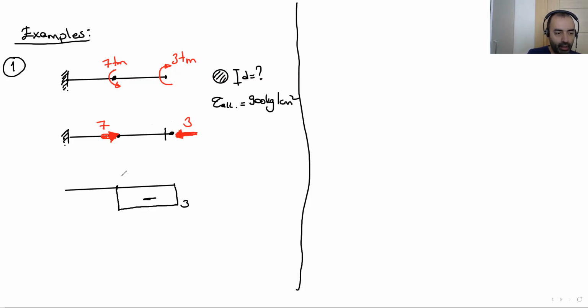After this portion, we can cut the system from here. 3 goes left, 7 goes right. If you make the calculation here, when you cut this point, the axial force is positive 4. Positive 4, so the diagram is like this.